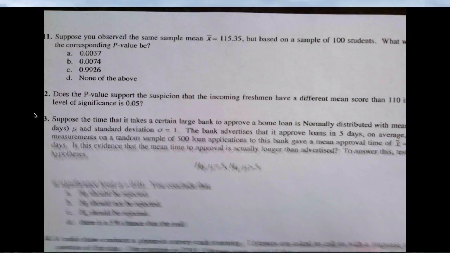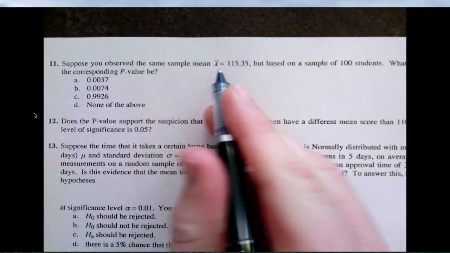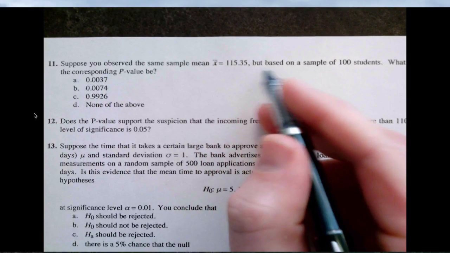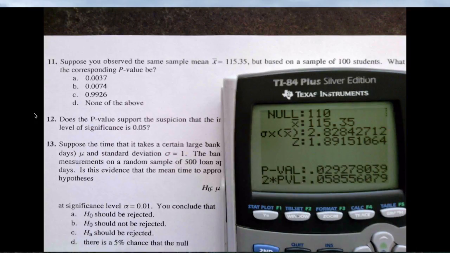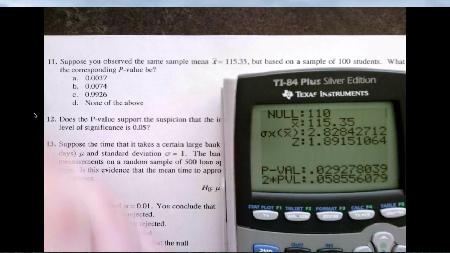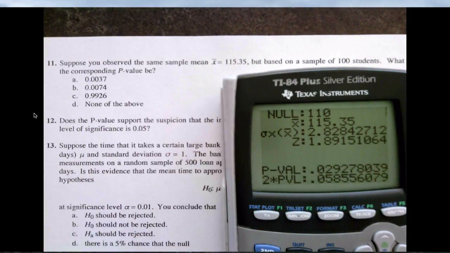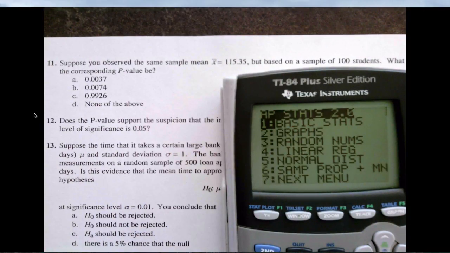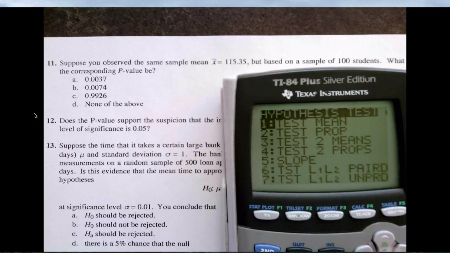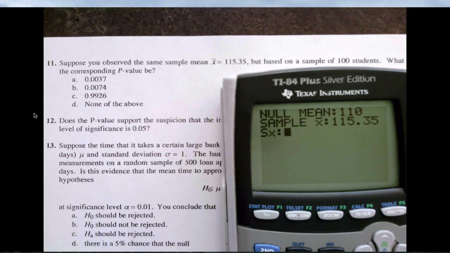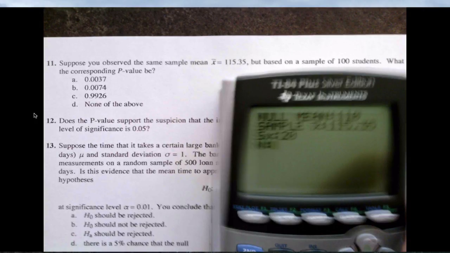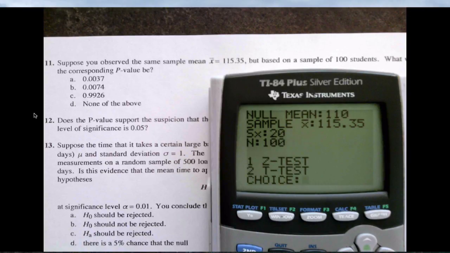All right. Suppose that you observed a sample mean of x bar equals 150. This is like the same one, but based on a sample of 100 students, what would the corresponding p-value be? All right, so we're going to run it again. They did tell us that we're using that same information that we just worked with for 11 and 12. Okay, so let's run it again. I'm going to the hypothesis test. We're testing on a mean. The null mean was 110. The sample mean was 115.35. The S of x value from that is 20. And they're saying run it now with 100 students as a z-test.